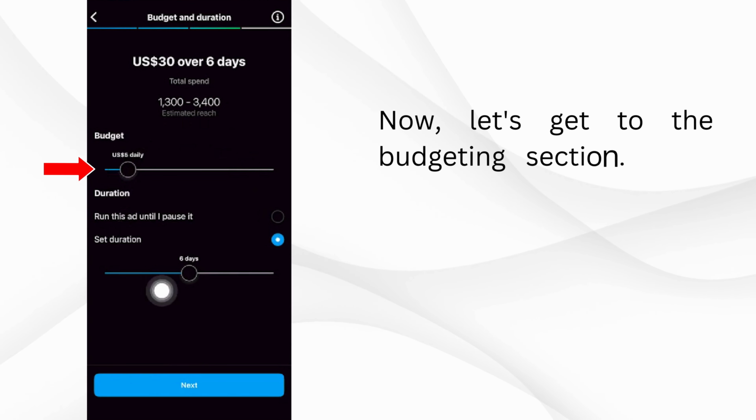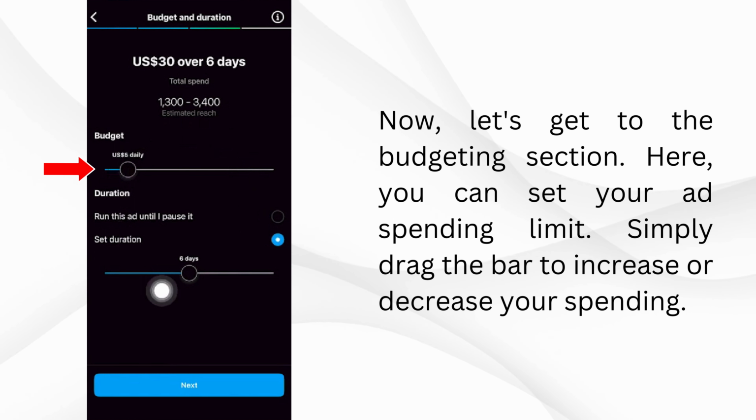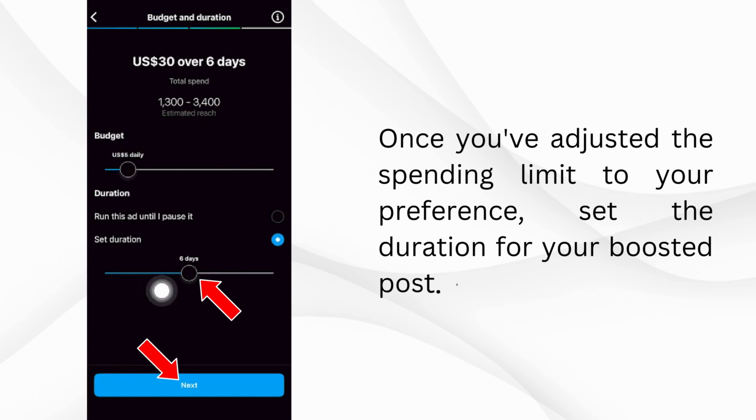Now, let's get to the budgeting section. Here, you can set your ad spending limit. Simply drag the bar to increase or decrease your spending. Once you've adjusted the spending limit to your preference, set the duration for your boosted post. After that, hit Next. And there you have it. That's how you can easily change your ad spending limit on Instagram.